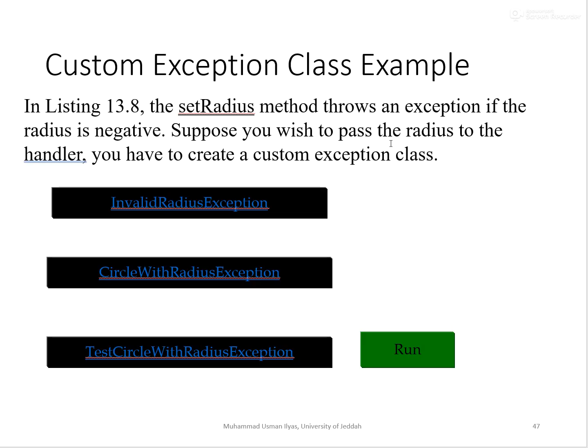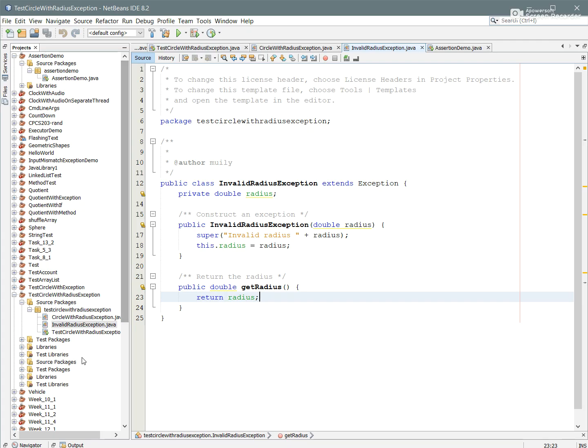We'll create a custom exception class, and we'll call it InvalidRadiusException. And we'll use that in a class called CircleWithRadiusException, and we'll write a test program with a main method that creates objects of class CircleWithRadiusException, which in turn is using this custom exception class InvalidRadiusException. So let me jump to the code here.